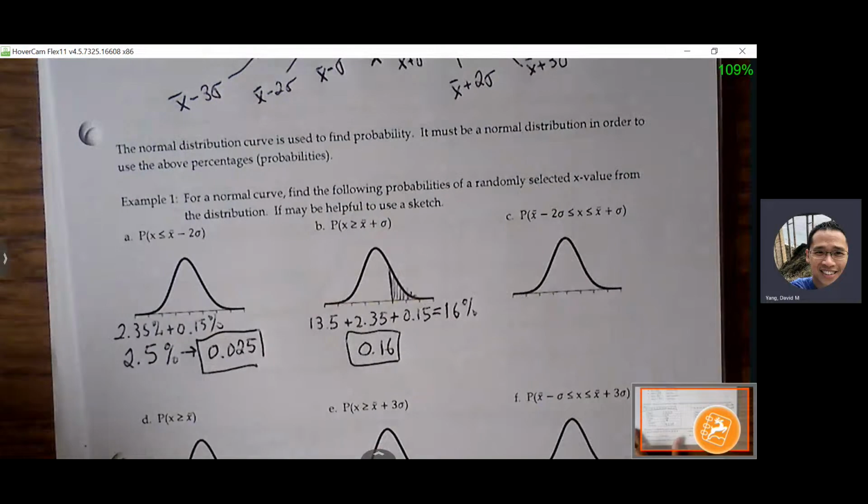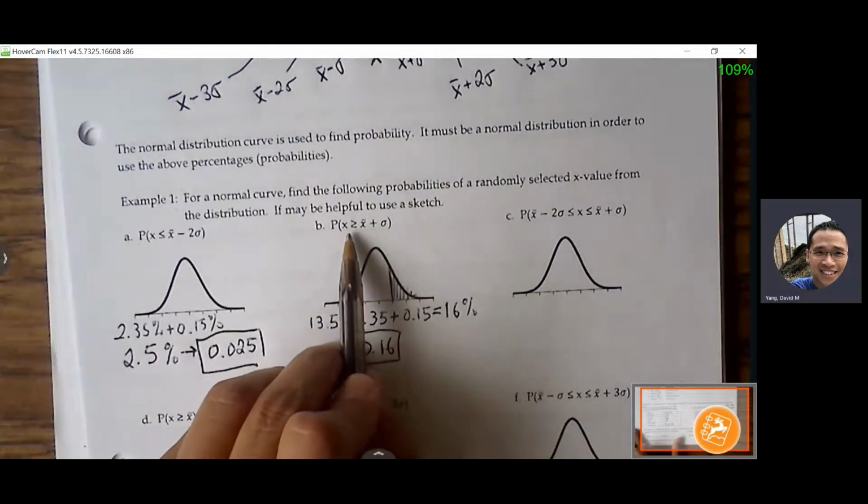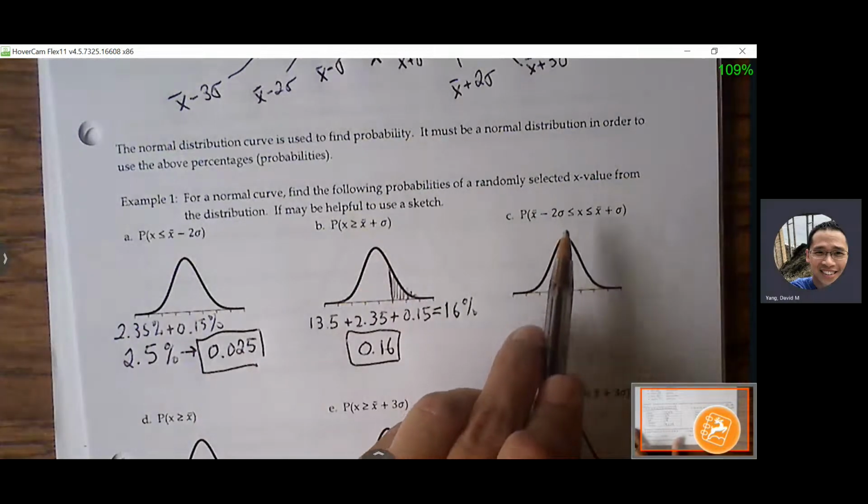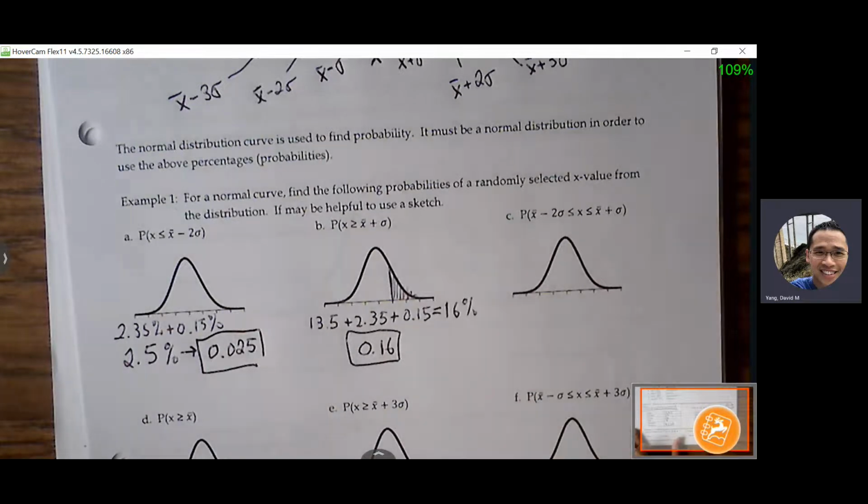Okay, any questions there? So when you see greater than, that means you're adding all the numbers to the right of that dividing line. If you see less than, that means you're adding all the numbers to the left of that dividing line.